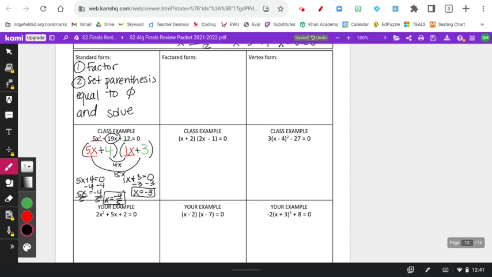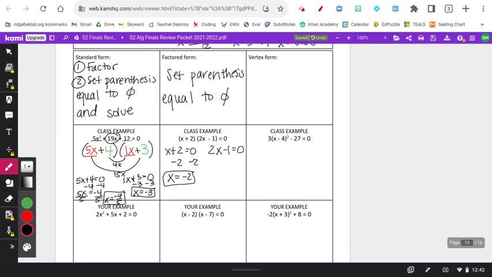For factored form, we basically skip the first step, and we're just setting the parentheses equal to 0. So here I can rewrite this as x plus 2 equals 0 and 2x minus 1 equals 0. To get rid of plus 2, we subtract. We're left with x equals negative 2. Here, to get rid of minus 1, we add. 2x equals 1. And then here, the 2 and the x are multiplying, so to get rid of it, I divide. So we end up with x equals 1/2 for one of them.